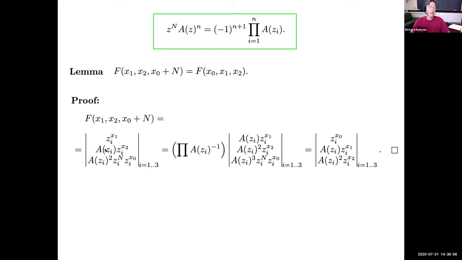This is the first column, and it looks like this. The x0 plus n here is this part here. I get zi to the x0 plus n, and I'm going to factor that into those two binomials there. Now what I'm going to do is multiply each column by a of z of i, and then divide it out. So this expression is clearly the same as this.